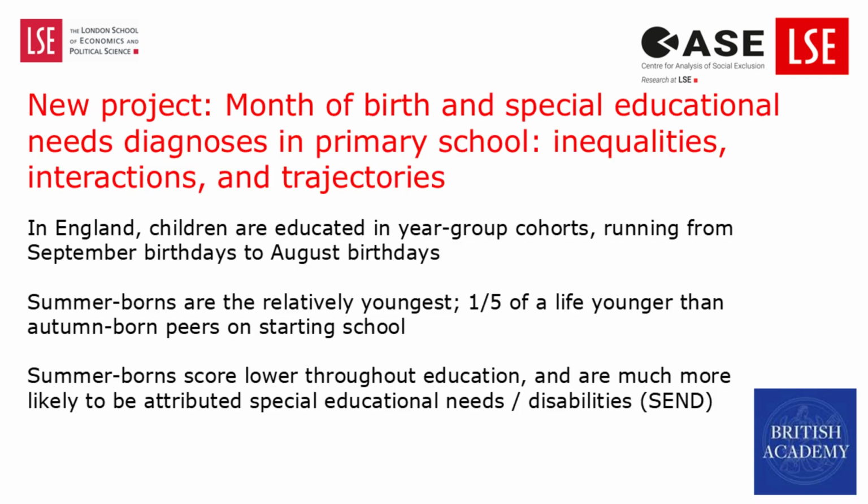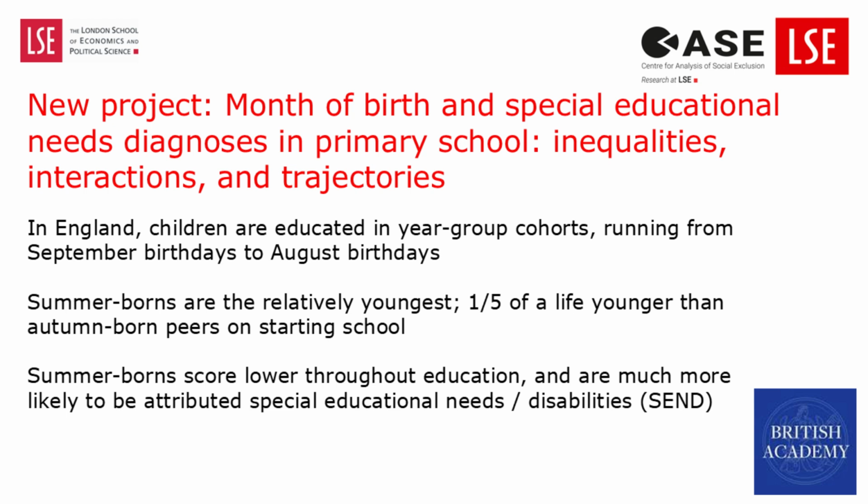So that leads into my brief introduction to my new project, which I just wanted to touch upon here because it would be interesting to see if anybody here has any linked interests. I'm going to be starting this project in the autumn, kindly funded by the British Academy. It will use the NPD data to look at month of birth and special educational needs diagnoses in primary school. I'm going to look at inequalities according to children's characteristics, interactions between different characteristics and local area factors and school factors, and at children's trajectories of diagnosis of special educational needs throughout primary school.